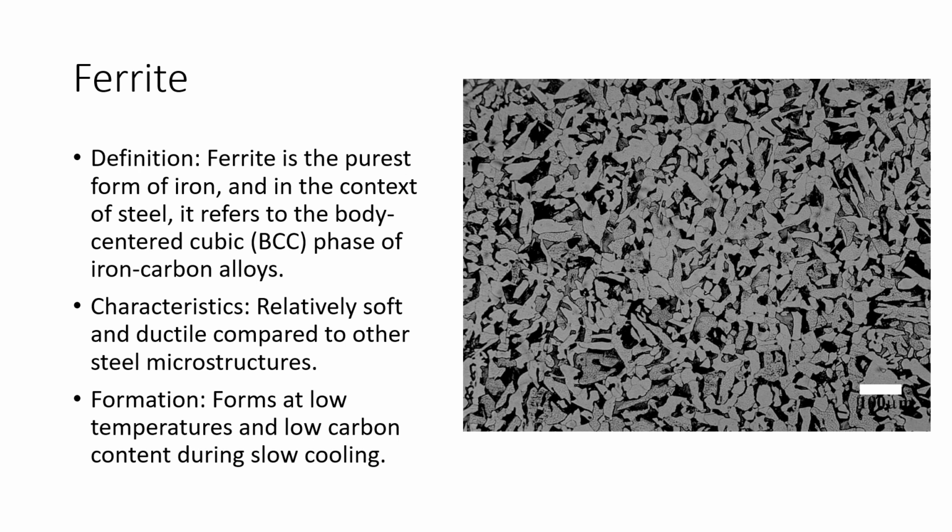It's really soft. Iron is a very soft material when compared to other steel microstructures. Ferrite is super, super soft. That's why we have to add carbon to it to get the mechanical properties we're looking for. So this forms at really low temperatures and low carbon content during slow cooling. If we don't have enough carbon in there, we're going to get mostly ferrite.